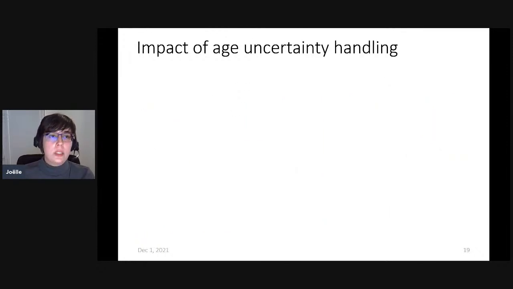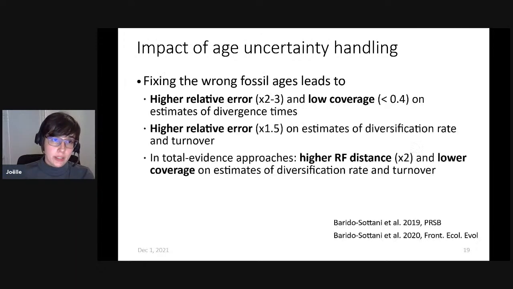Now, the results were pretty striking, and that is that fixing the wrong fossil ages leads to higher relative error and low coverage on estimates of divergence times. It leads to higher relative error on estimates of diversification rate and turnover. And when we tried total evidence approaches, it led to higher Robinson-Foulds distance, and so higher error on the topology, and also lower coverage on estimates of diversification rate and turnover. So it's bad across the board, essentially, on every measure that we tried.